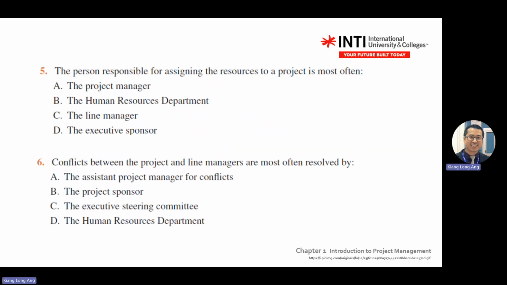Okay, number 5, the person responsible for assigning resources to the project most often, which one? Project manager, HR, line manager, or executive or sponsor? Responsible for assigning resources. Who looks after the resources? No, it's a line manager or functional manager. If you are the finance manager, you are the one who has a say over your finance resources. Or if you are the production floor manager, you are the one who has the say.